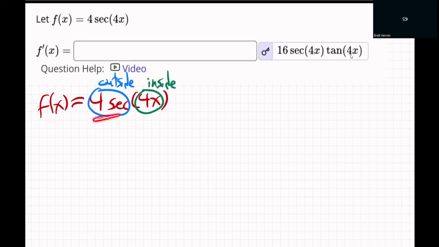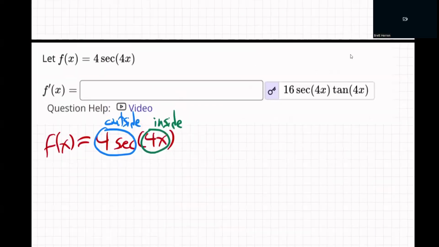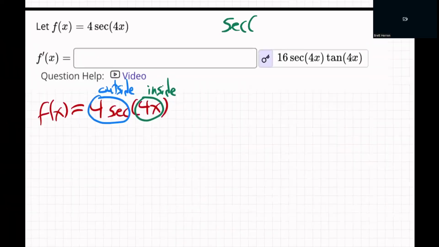This does not mean multiplication. Are you clear on that? Whenever we have a trig function, sine, cosine, tangent, secant, cosecant, whatever, if I do secant of 30 degrees, I don't know what that is, but the cosine of 30 is root 3 over 2, so it's 2 over root 3. Anyway, my point is that doesn't mean multiplication, right?